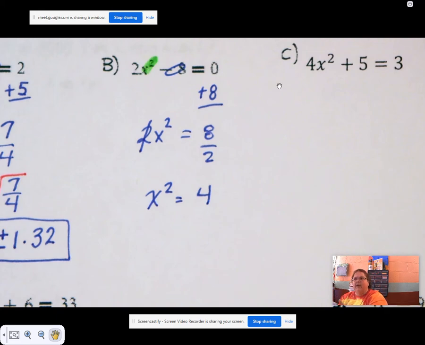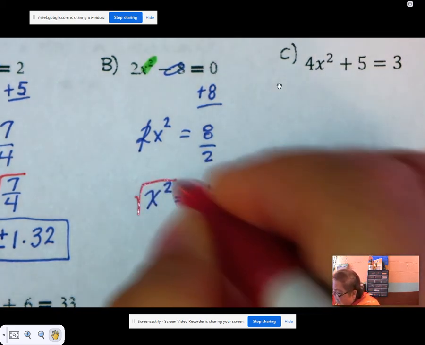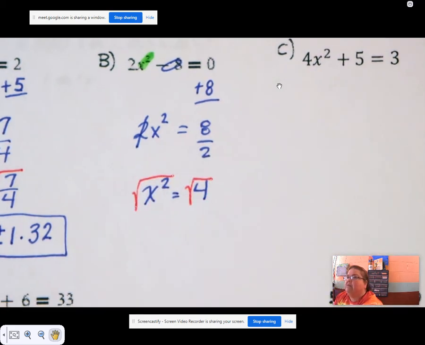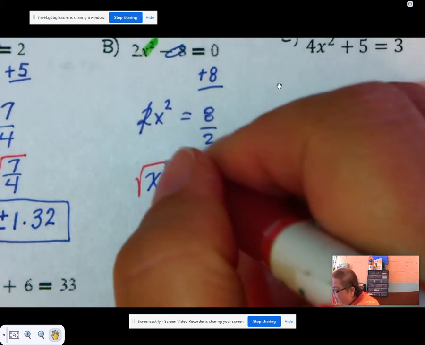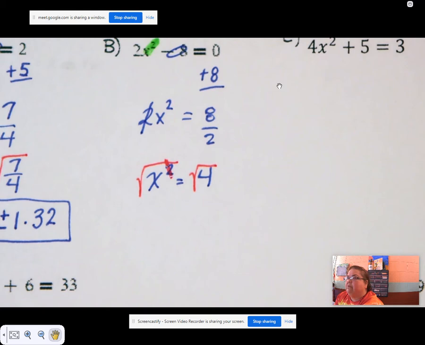To solve for x, I got to get rid of the square. How do I get rid of squares? Root them. Remember to do that on both sides. And the only thing that the root removes is that square. They are now canceled. And what's inside comes down.